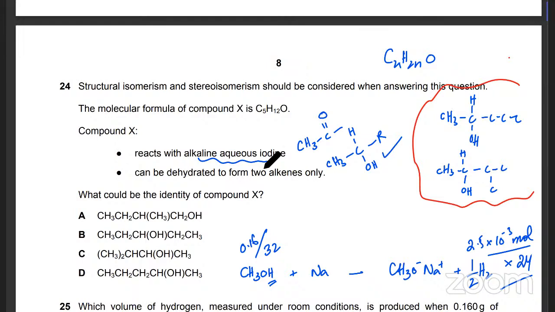Remember, it can be dehydrated to form 2 alkenes. So the OH is going to be lost, right? And you'll get a double bond at either this point or this point, right? The second one, the OH would be lost and you'll get a double bond either at this point or at this point, right? So both of them, the ones that I've drawn, can be dehydrated to form 2 alkenes, right? Or not. Which one out of the 2 is correct?